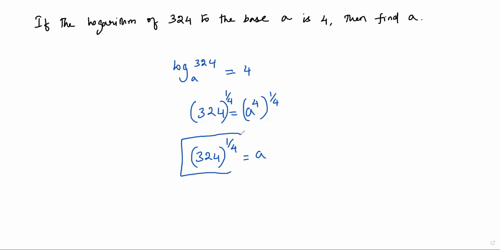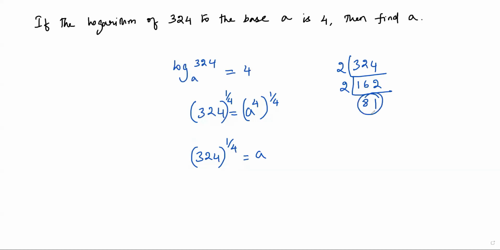So I have to simplify this expression. To simplify it, I have to resolve 324 into its prime factors. Since 324 is an even number, I can divide it by 2. So I get 162. Again, it's an even number, so I divide by 2, I get 81. It's an odd number, but when I add 8 and 1, it's just 9. 9 is a multiple of 3, so I can divide by 3, I get 27.